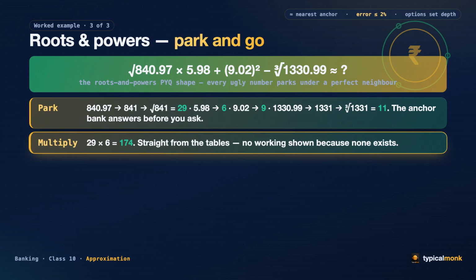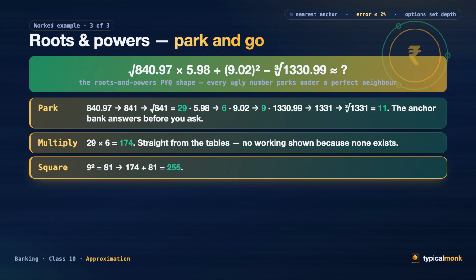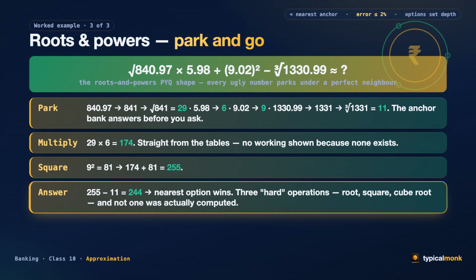Step 2. Multiply. 29 into 6, 174. Straight from the tables. No working shown, because no working exists. Step 3. The square. 9 squared, 81. 174 plus 81, 255. Step 4. The answer. 255 minus 11, 244. The nearest option wins.